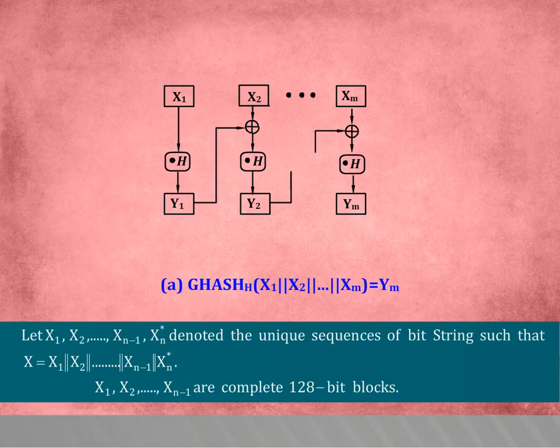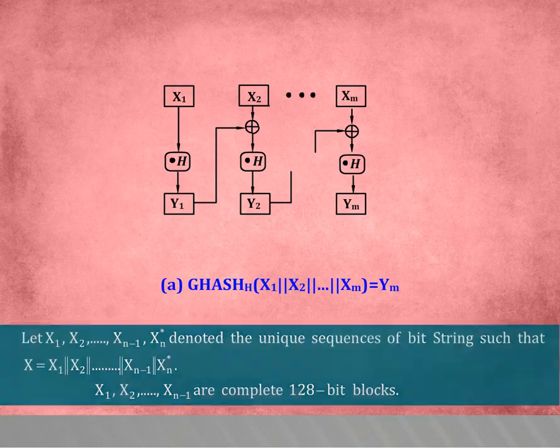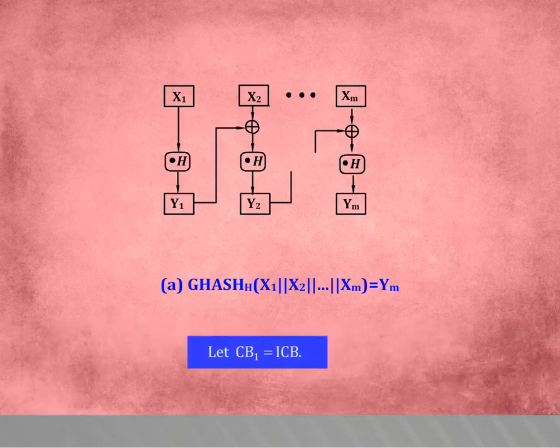Let x1, x2 and so on up to xn-1, xn group denote the unique sequence of bit strings such that x is equal to x1 concatenated with x2 and so on up to xn-1 concatenated with xn group. x1, x2 and so on up to xn-1 are complete 128-bit blocks. Let CB1 be equal to ICB.